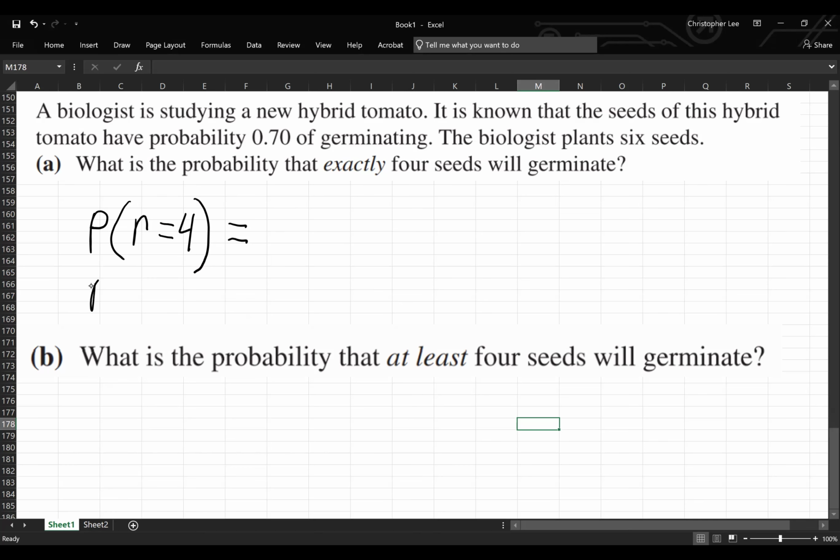So the probability of R is equal to N choose R times the probability of success raised to the R power times 1 minus the probability of success raised to the N minus R power. That's the formula.